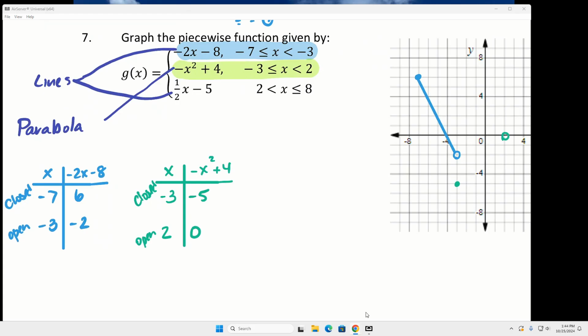No. So let's just put in something else that falls in between those. What's the easiest number to put into a function? 0 is usually the easiest number because if you put in 0, anything that has an x just disappears and you're just left with the other number. So if I put in 0, I'm going to get 4, which will be here. And now with 3 points, I can get a little U-shaped graph, a little parabola.